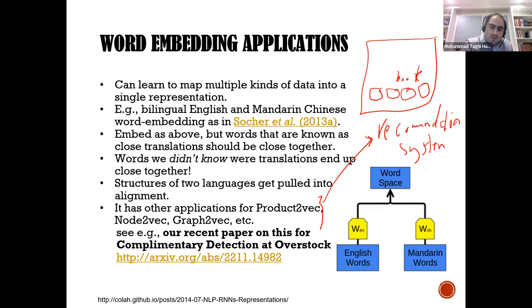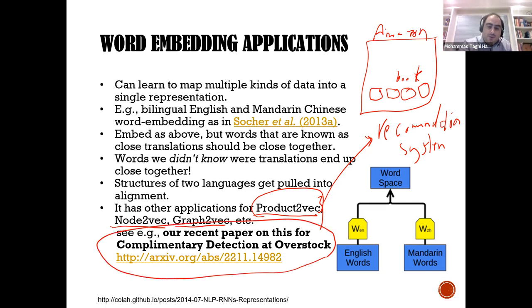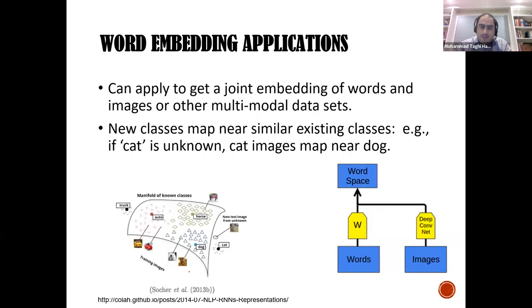There are several applications. For example, it is called Product2Vec, Node2Vec, Graph2Vec. Product2Vec is the one that is used for Amazon, as I mentioned. Finally, this is a recent paper that we have. This is Overstock, if you have bought something. We have used this one. As I mentioned, we use both the W1 and W2 in this case to get a very nice concept of complementary detection. You can read the paper if you want. It's a very recent paper, and it explains exactly how you can implement it. That's actually a good paper. This is our paper. You can read it.